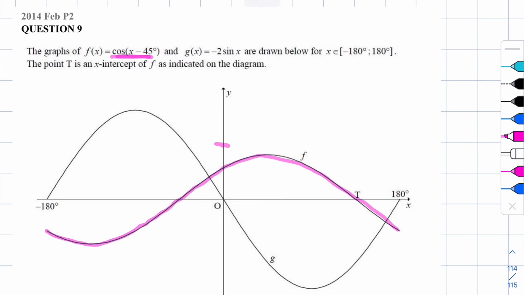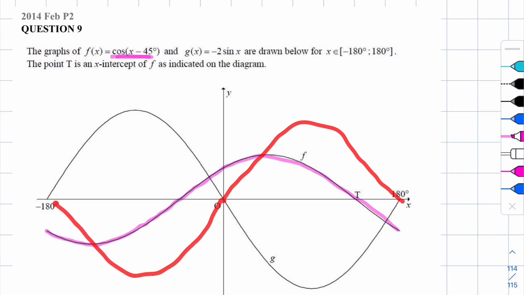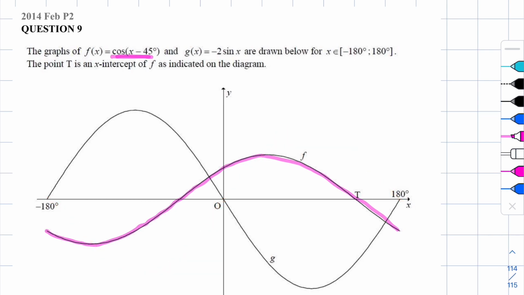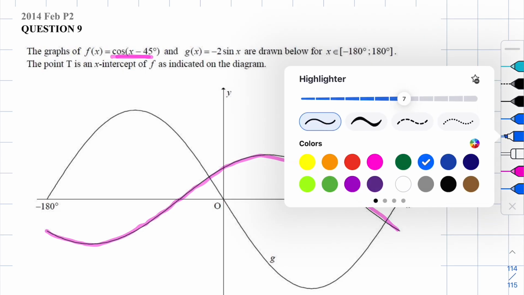And then the other graph that's given is g of x, which is negative 2 sin x. Basically, it's the sine graph that is being reflected. Normally, the sine graph will go something like that and something like that. But this one has been reflected on the x-axis. So let's highlight that graph again.